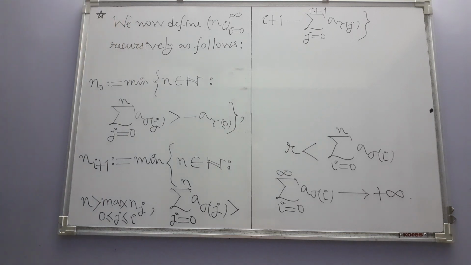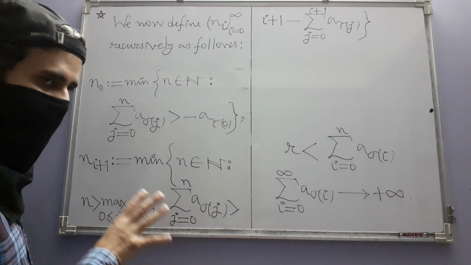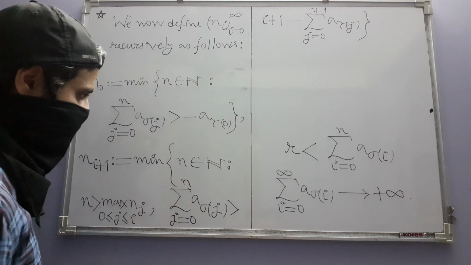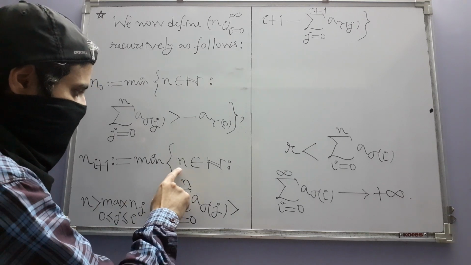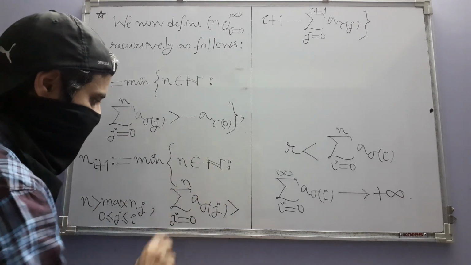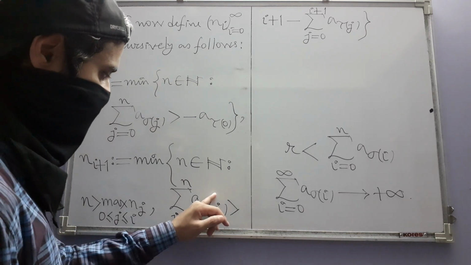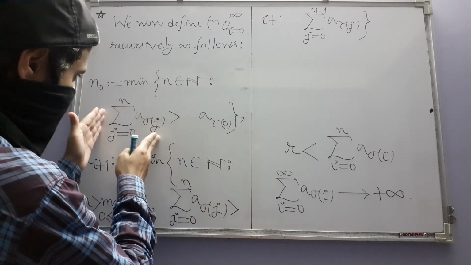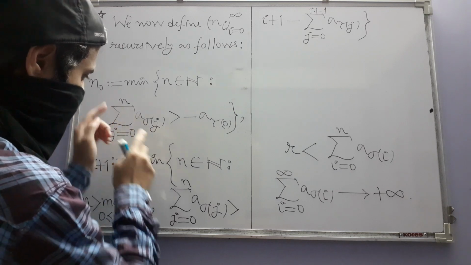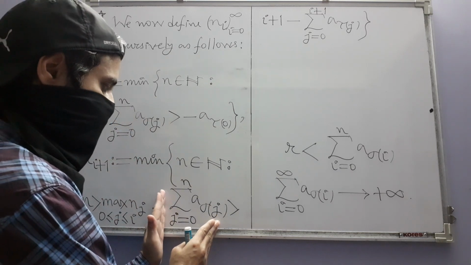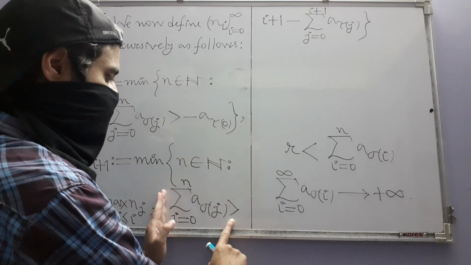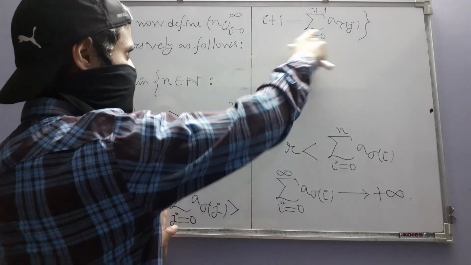Okay. What about this one? This one also looks similar, but there are differences. Here the set is the set of all natural numbers for which, again you see, here also we have the partial sum corresponding to n. Here also we have that same thing, but now it has to exceed this thing.